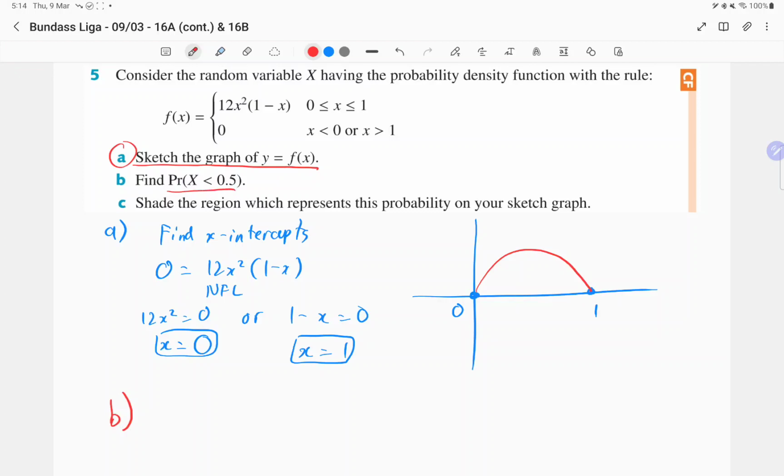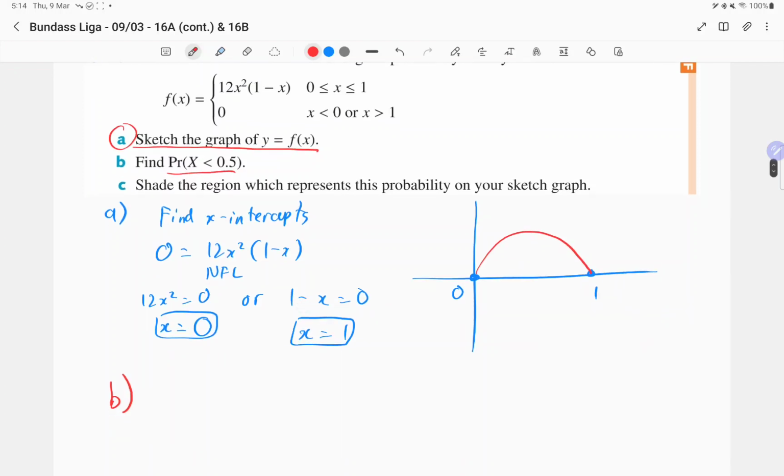You have to sub 0.5 into the antiderivative of the equation. Yep, what are the two limits? So antiderive from 0 to 0.5. Yes, that's right. So probability x less than 0.5 just means the area that is less than 0.5, right? So that would be this area here. So this is actually already the answer for C, you know? Shade the region which represents the probability. That's literally just the answer for C there.